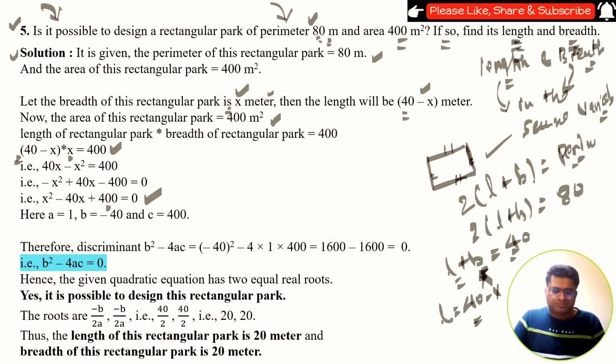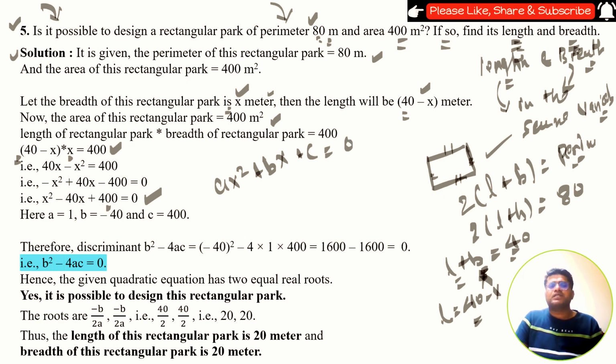And after finding this equation, you compare this equation with the standard form of quadratic equation ax square plus bx plus c is equal to 0. You find after comparing a is equal to 1, b is equal to minus 40 and c is equal to 400. Okay, student. Then for possibility, is it possible or not? For possibility, you must find the value of the discriminant. Now here you find the value of discriminant b square minus 4ac, and this is coming 0.